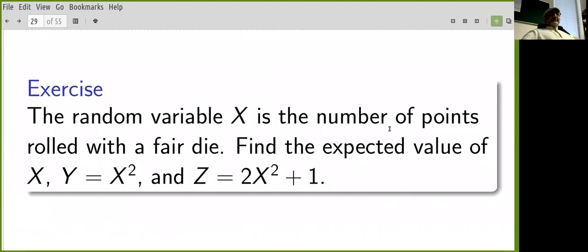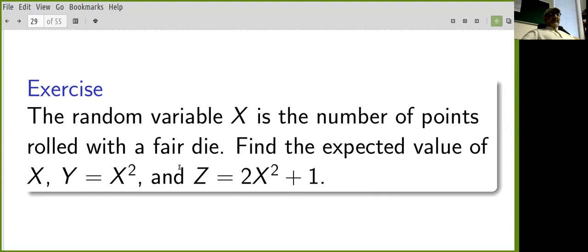Let's try another one. The random variable x is the number of points rolled with a fair die. Find the expected value of x. Y equals x squared, and z is equal to 2x squared plus 1. Well, note over here, once you work out the value for x squared, then the expectation of 2x squared plus 1 will be twice the expectation of x squared plus 1.